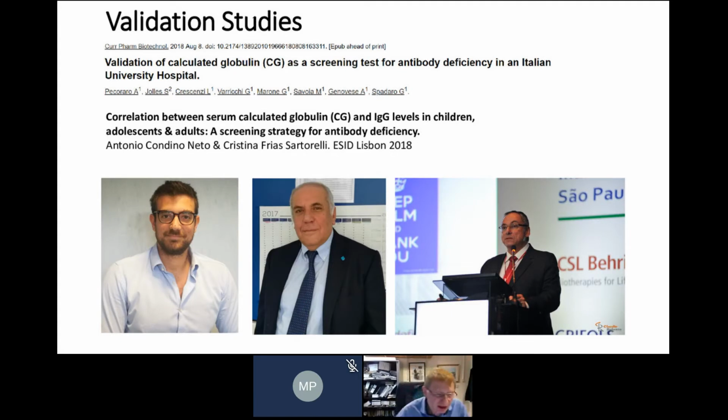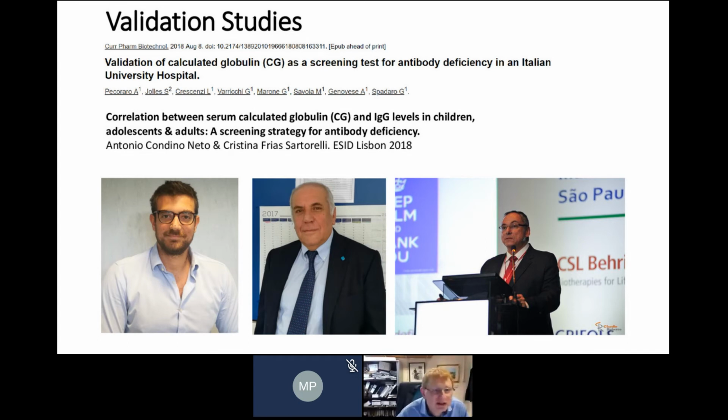So here are 3 extremely good-looking gentlemen. Antonio Pecoraro on the left, Giuseppe Spadaro in the middle, and Antonio Condino Neto from Brazil, friends and colleagues who have also developed calculated globulin screening in their centers.